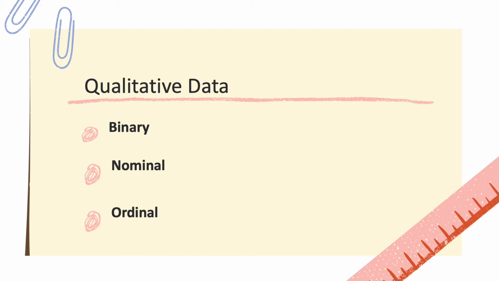When you classify or categorize something, you create qualitative or attribute data. So the first one is binary data. This places things in one of two mutually exclusive categories. For example, choosing between right or wrong, choosing true or false, or to accept or reject.